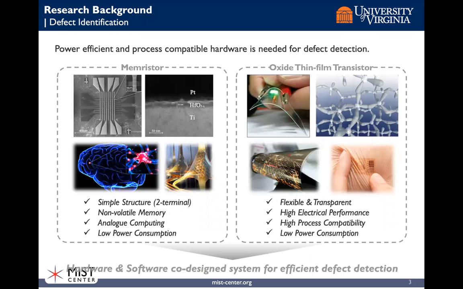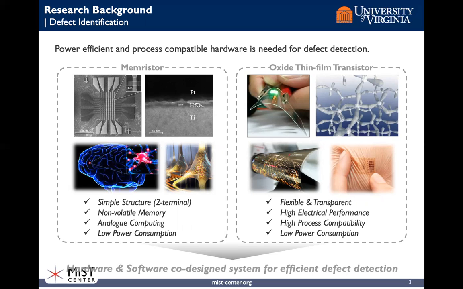And to enable power-efficient and CMOS-process-compatible hardware for defect detection, we have combined two technologies. One is the memristor and the other is the oxide thin film transistor, via a heterogeneously integrated hardware and software co-design system with an embedded morphological image processing algorithm.